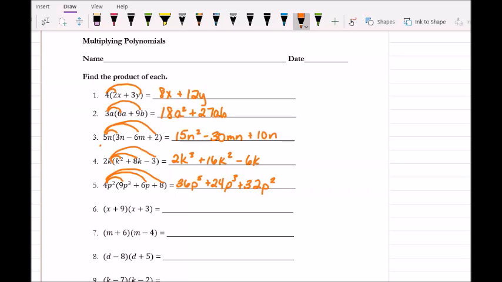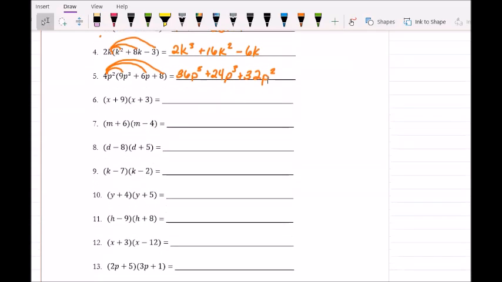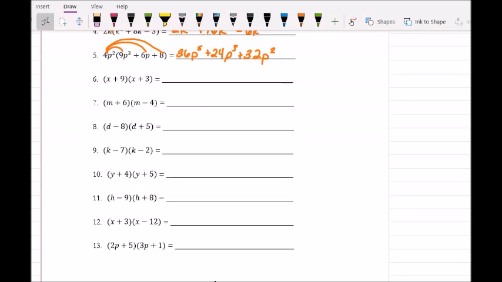Okay, number 6, what we have now are 2 binomials that are being multiplied. And a very common technique to multiply binomials is called FOIL. That's an acronym which stands for F, stands for first. That means you'd be multiplying the first two terms. O stands for outer. I stands for inner. And L is last.